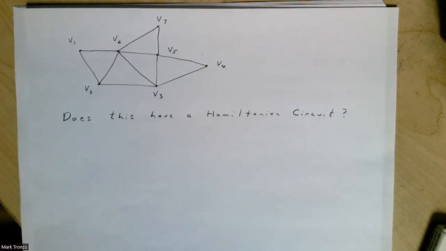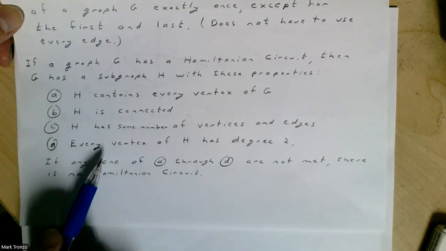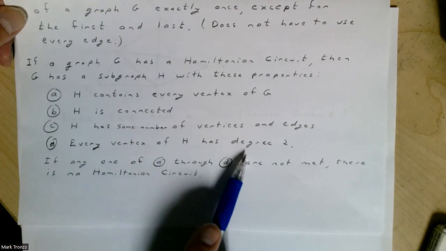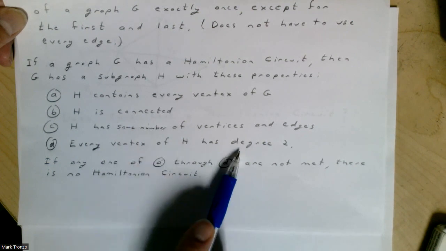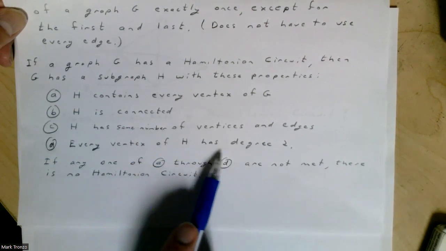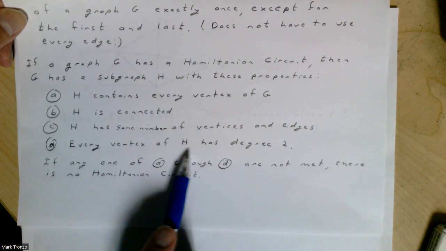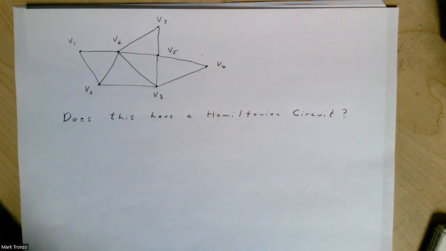So that's the question. Now again, we need to meet those criteria that are required for a Hamiltonian circuit. We have to have a subgraph that covers these 4 things. And usually the best thing to shoot for is to start by seeing if we have a subgraph of degree 2 that's connected. So we'll try to eliminate edges until every vertex has degree 2. If we can do that, then we have a Hamiltonian circuit.